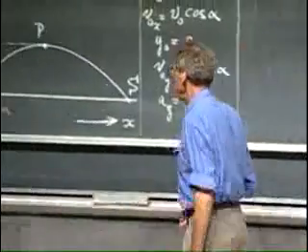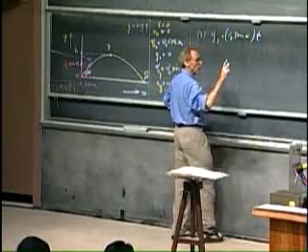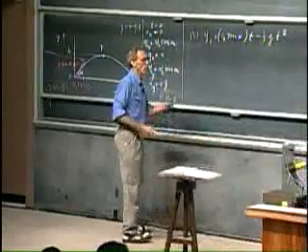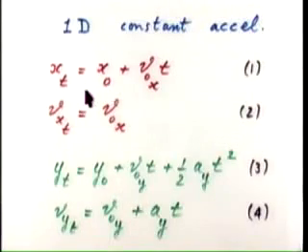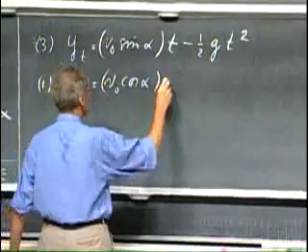I now want to ask first the question that you may never have seen answered: what is the shape of this trajectory? Well, we can go to equation number 3, and we can write down that y, as a function of time, equals v0y t, so that is v0 sine alpha times t, minus 1/2 g t squared. That's the equation in y. I go to equation number 1, and I write down x at any moment in time equals v0x times t, so that is v0 cosine alpha times t.